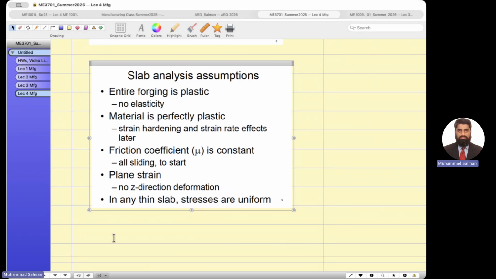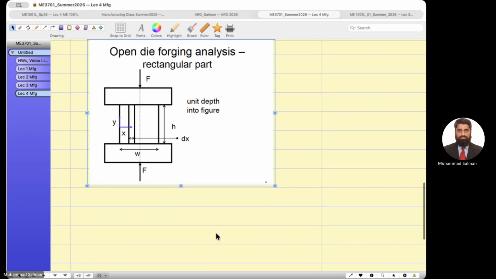Okay, please draw this diagram with the professor. Open your notebook.